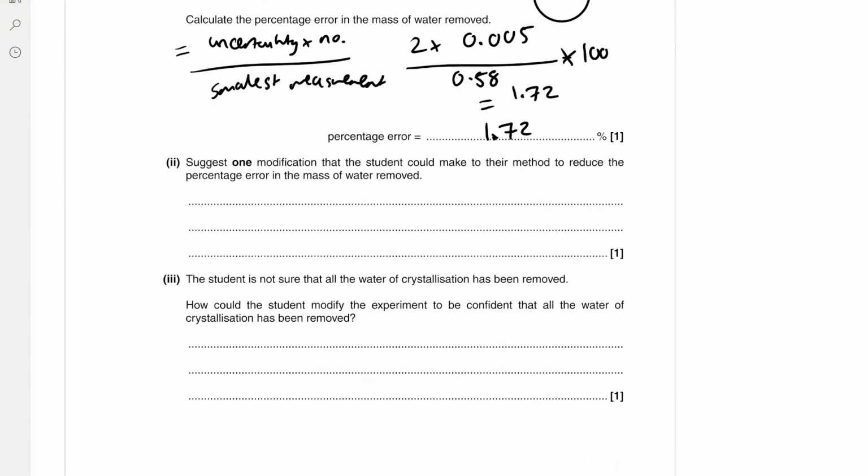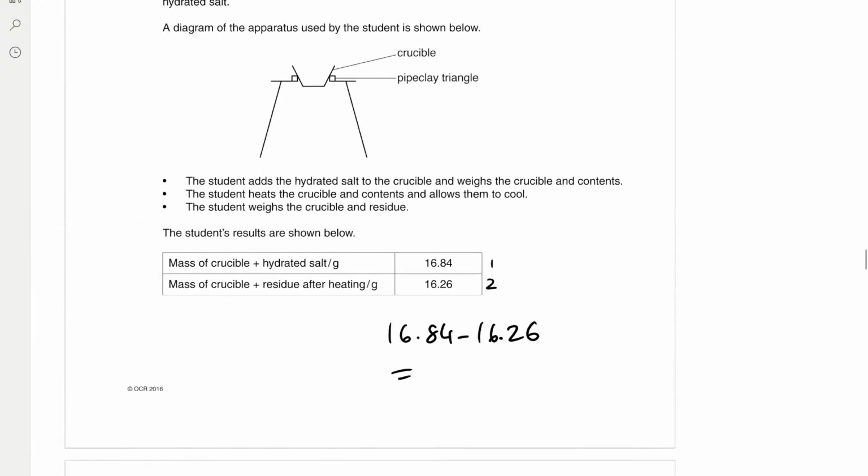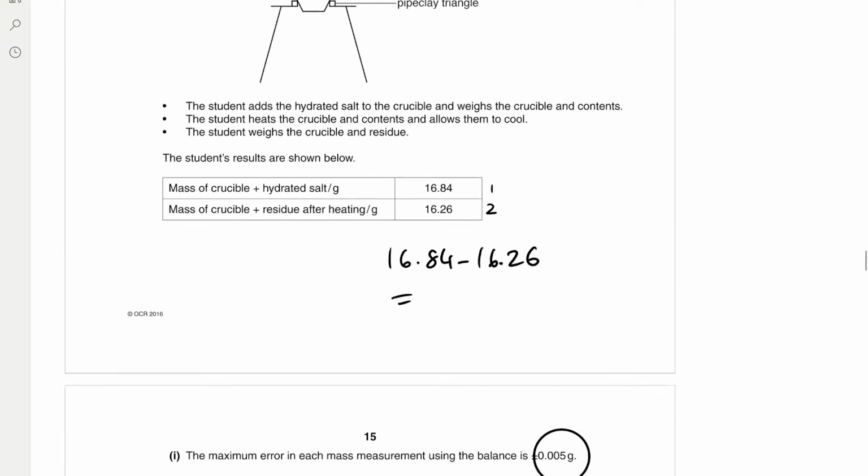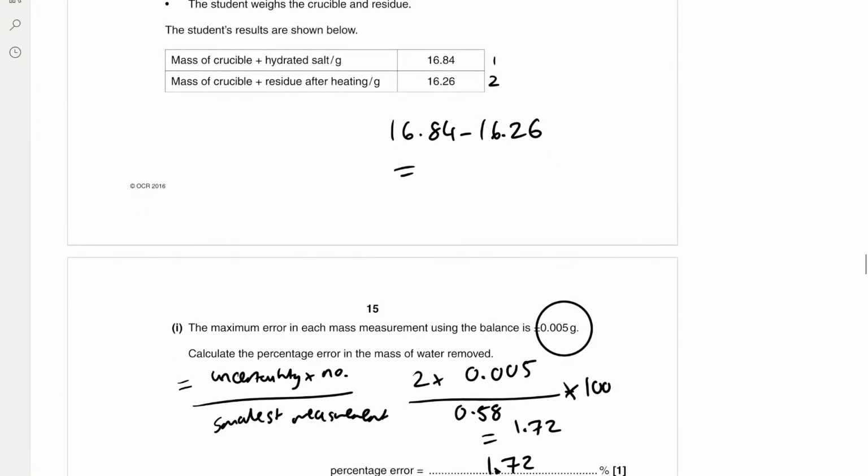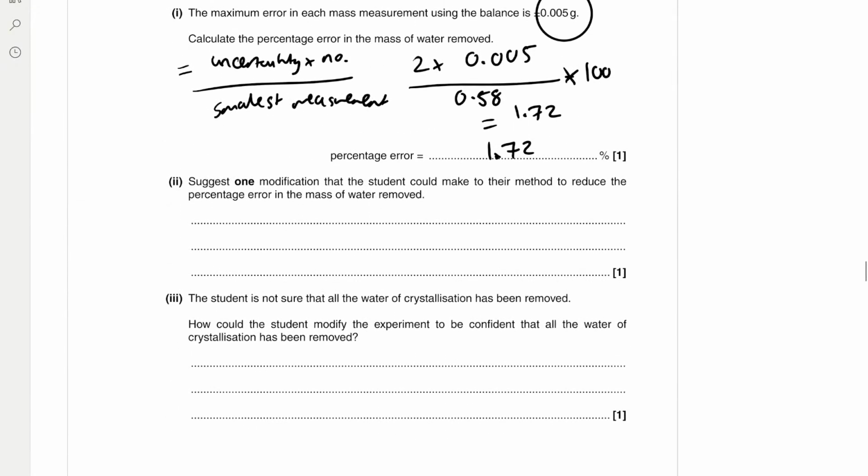Suggest one modification that the student can make to their method to reduce the percentage error in the mass of water removed. So they've heated, and then they haven't checked that they've removed all the water. So that means that there could still be some water left. So that means they need to reduce the percentage error. They need to heat to a constant mass.